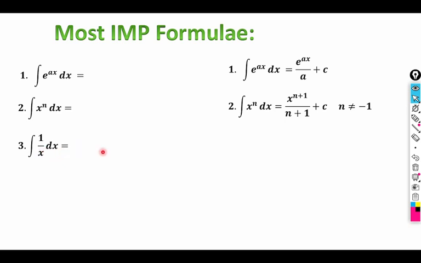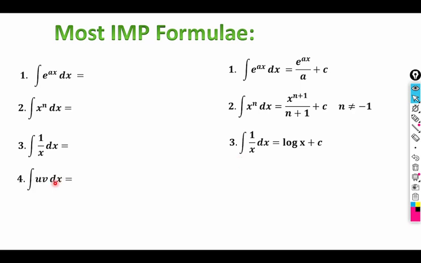Third, integral of 1 by x. Integral of 1 by x is log of x. That's the third formula. Another important thing I will tell you, do not confuse the formulas of derivative and integration. Whenever you write the integral of e raised to ax, you should write e raised to ax upon a. A few students have a casual approach and without thinking they write e raised to ax into a. The into a comes in differentiation because of the chain rule, but here there is no chain rule, so always we divide. And integration of 1 by x is log x. That is another important formula.